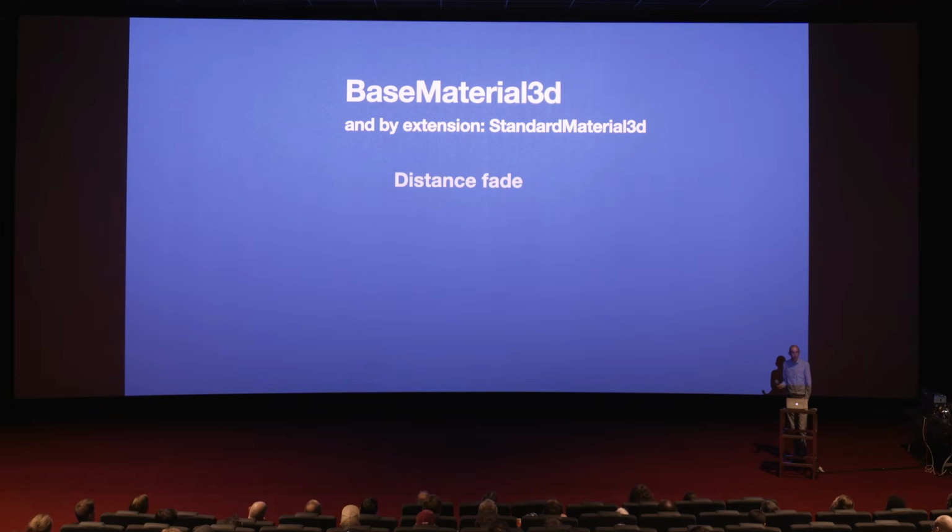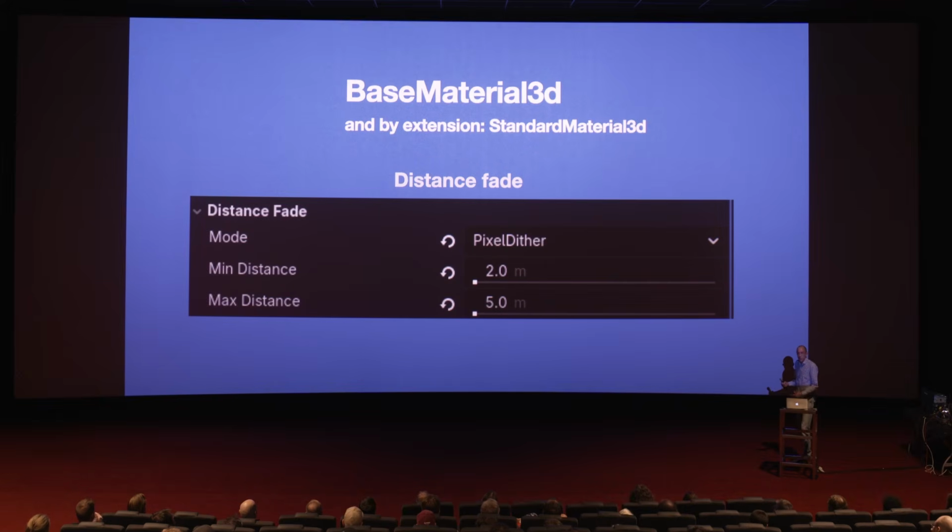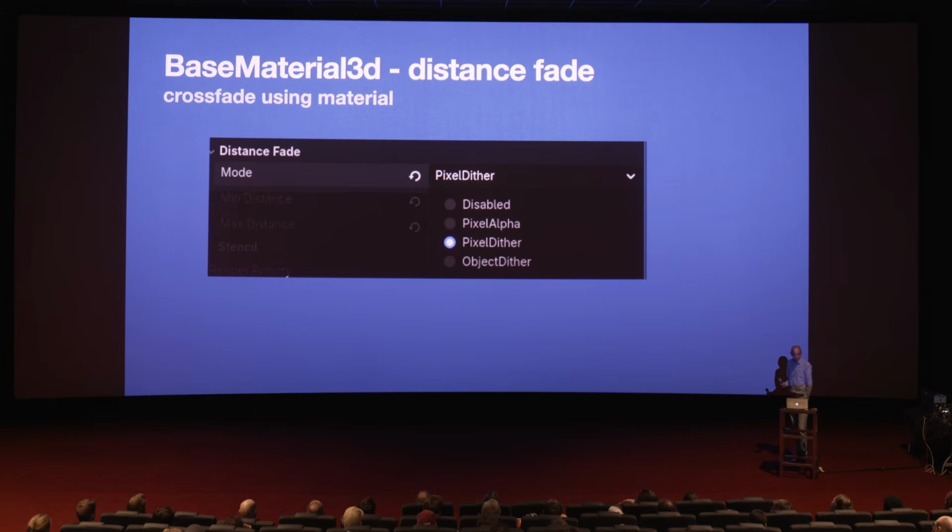Okay, so what does perform? Looking at base material 3D, and by extension standard material, there are also properties where you can set a distance fade. It doesn't have a margin, so here you're limited per node for a fade in or a fade out by swapping the two values. You can select a couple of modes. Pixel alpha will look pretty much like what we just looked at. Again, not very popular, large performance impact. What performs much better is pixel jitter.